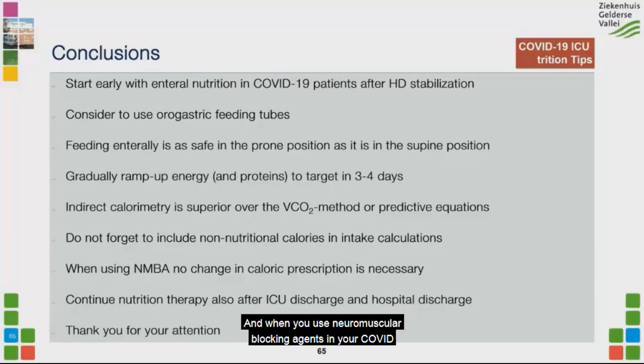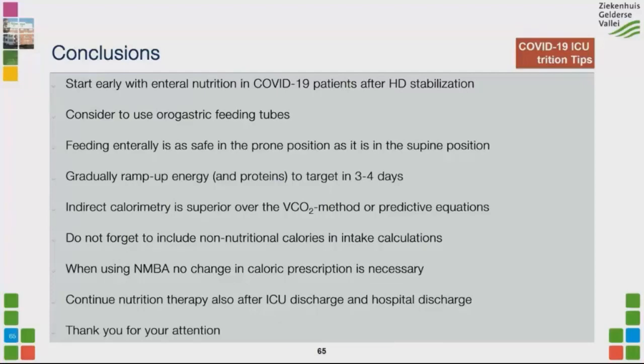And when you use neuromuscular blocking agents in your COVID patients, there should be no change in the caloric prescription because the effect is only very marginal. You can continue nutrition therapy also after ICU discharge and hospital discharge to improve the final functional outcome of your patients. So with that, I'd like to conclude, and I would like to thank you for your attention.